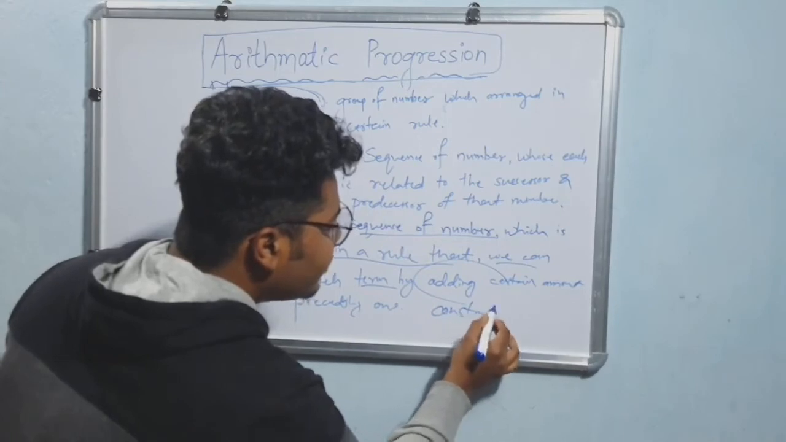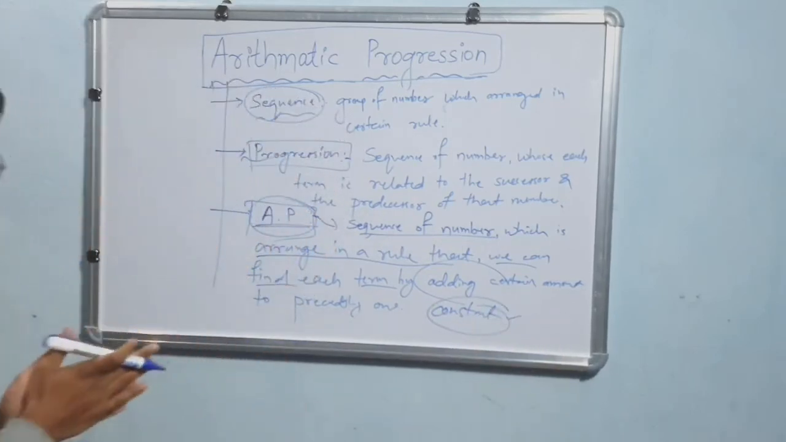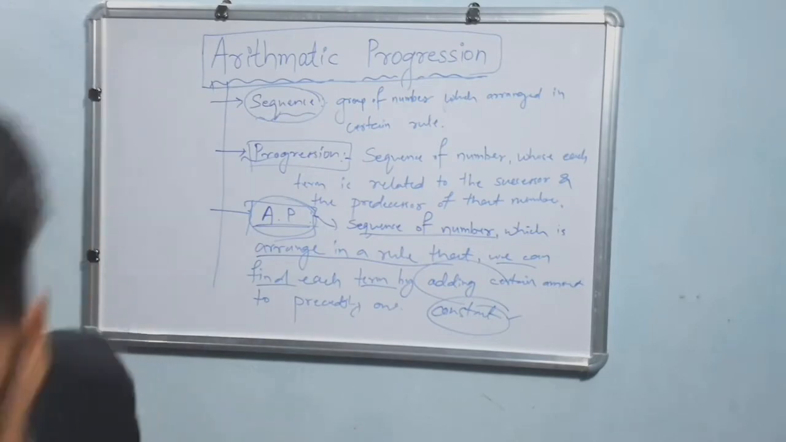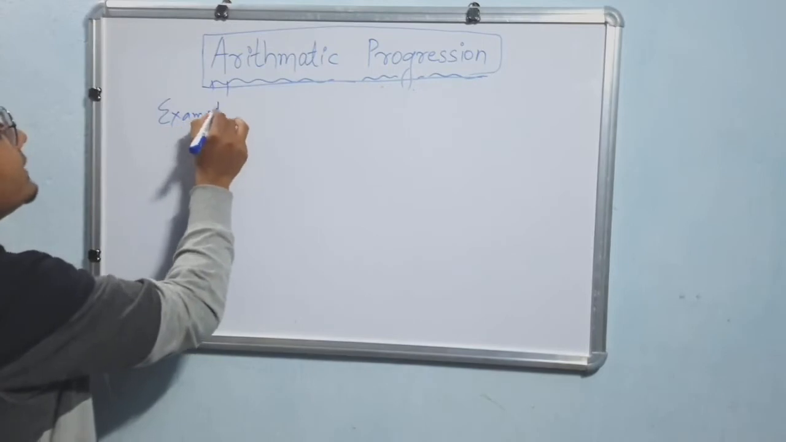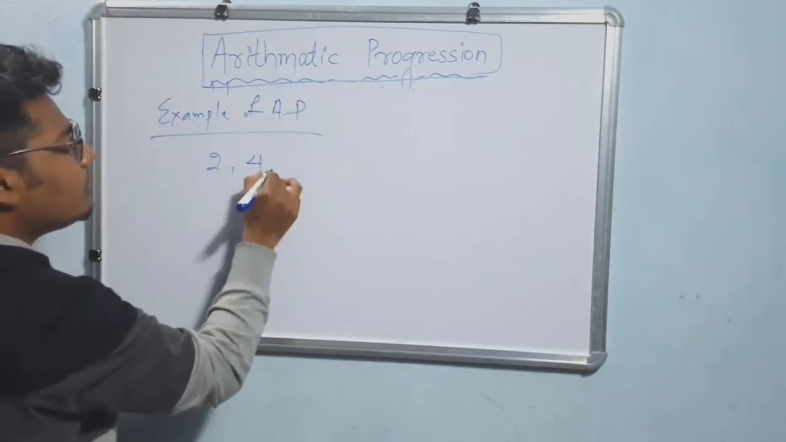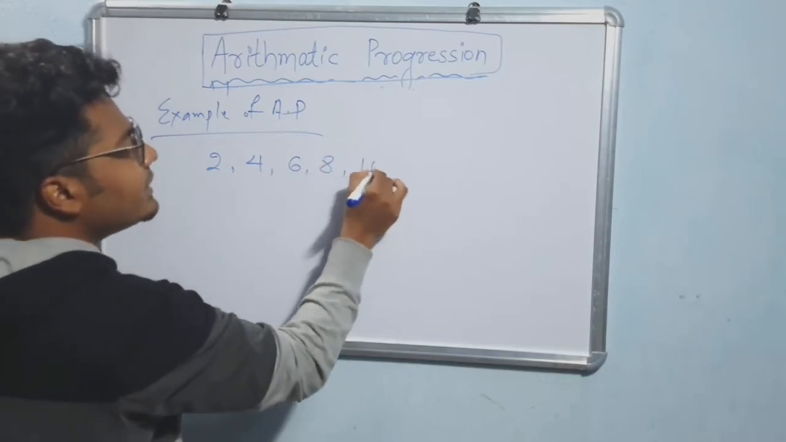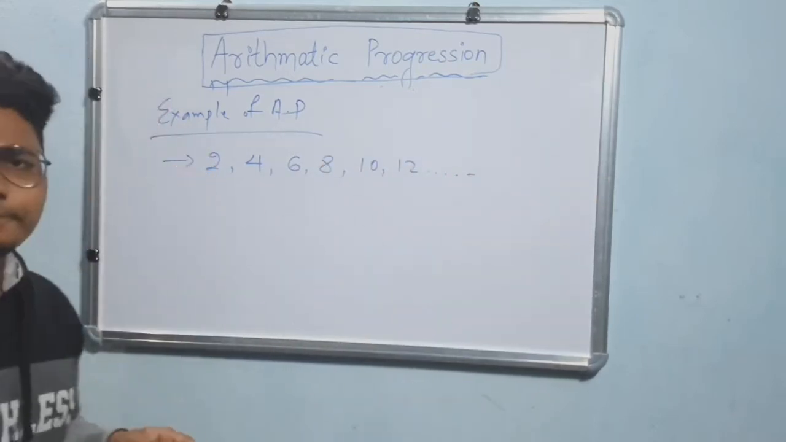It is very, very important. This is constant. So let's take an example of AP. Let's say 2, 4, 6, 8, 10, 12, and so on. So this is an example of AP.